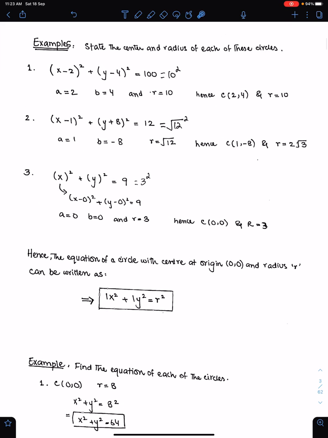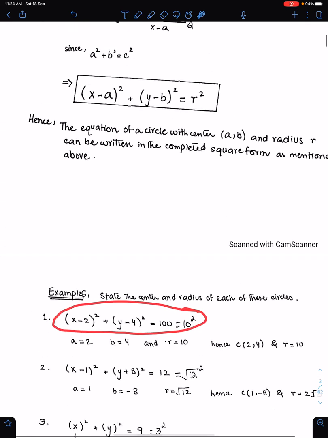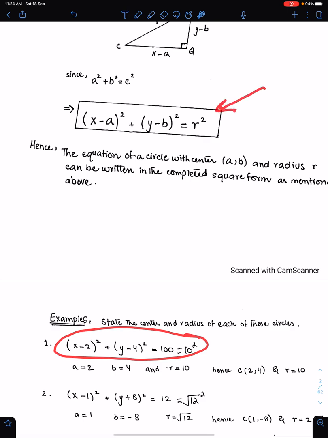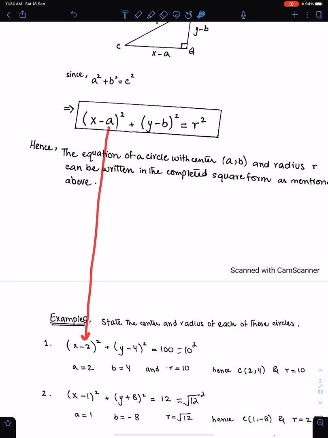Examples. State the center and radius of each of these circles. So to get the center and radius, we need to compare this equation with the standard equation of circle. So by comparing these two equations, we have A is 2, B is 4 and radius is 10. So the coordinates of center are 2, 4 and radius is 10.